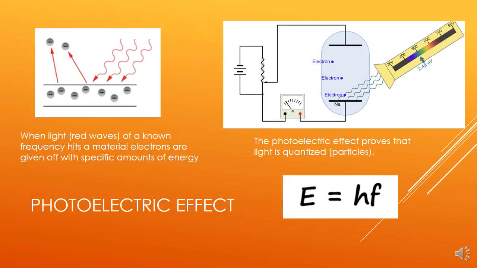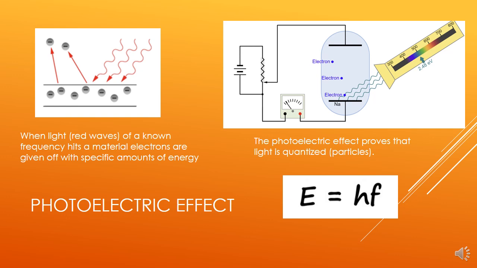So I want to talk about the photoelectric effect. I mentioned it in class before when we talked about light and Snell's law. But the photoelectric effect is what proves that light is a particle. Now, light is both a wave and a particle. We prove that light is a wave with constructive and destructive interference.